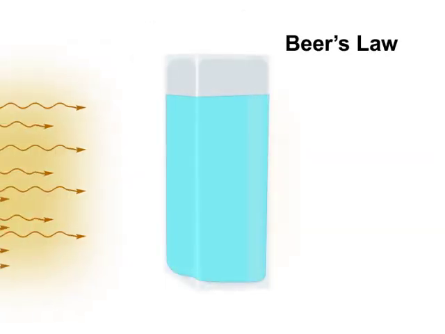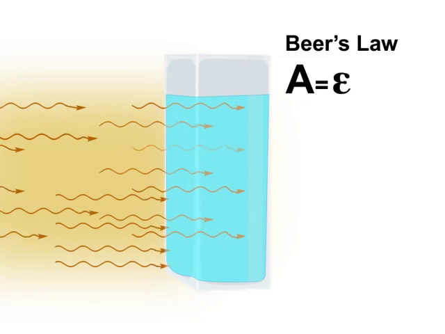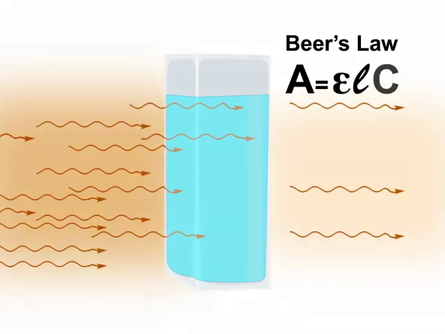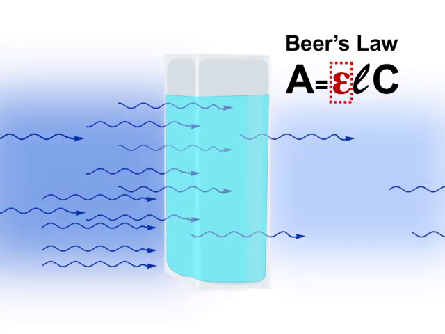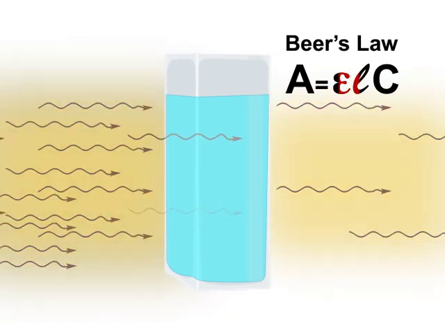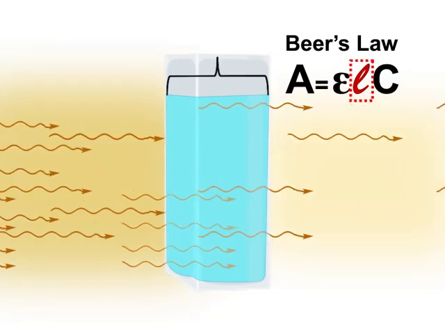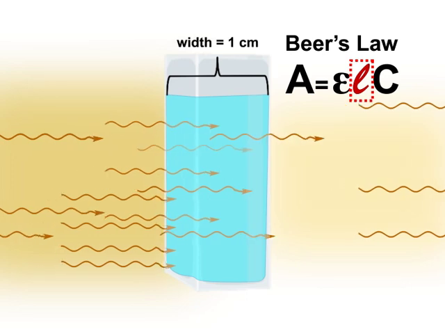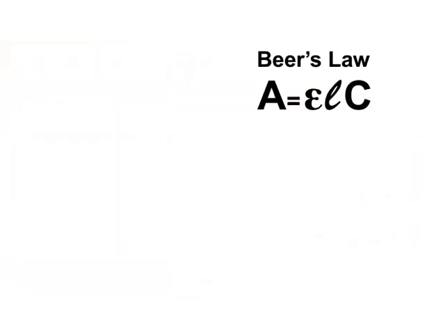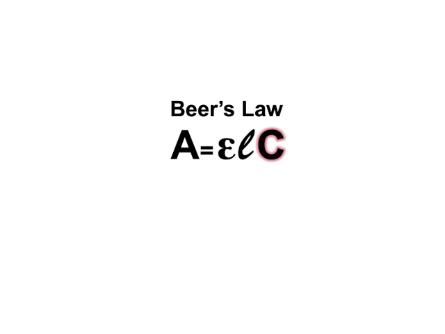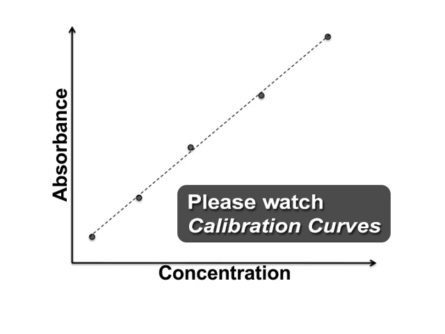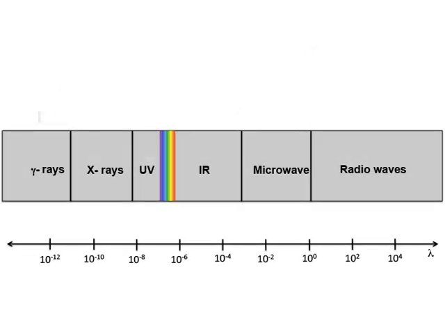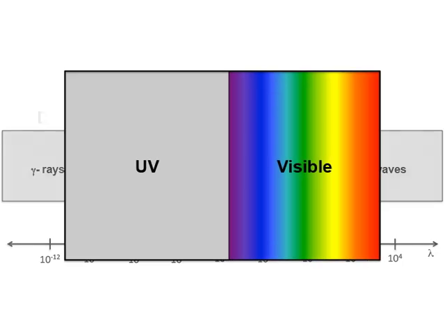Absorbance follows Beer's law, which states absorbance equals the molar attenuation coefficient times the path length and concentration. The molar attenuation coefficient is related to the individual compound's ability to absorb light of a specific wavelength. Path length refers to the distance traveled by light through the sample, which is typically 1 centimeter for standard cuvettes. Beer's law can be used to calculate sample concentration if the absorptivity is known, or a calibration curve can be used. UV Vis is often called a general technique, as most molecules absorb light in the UV visible wavelength range.